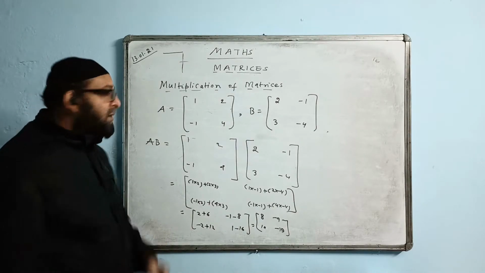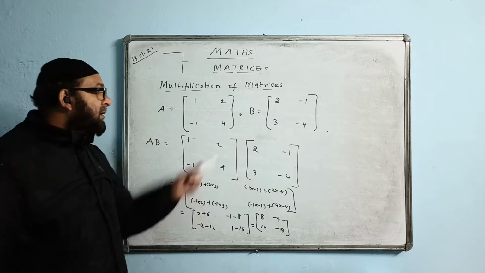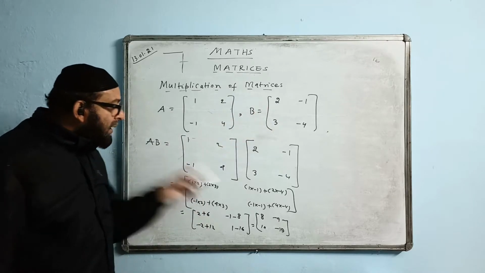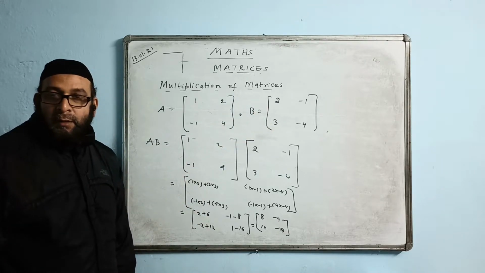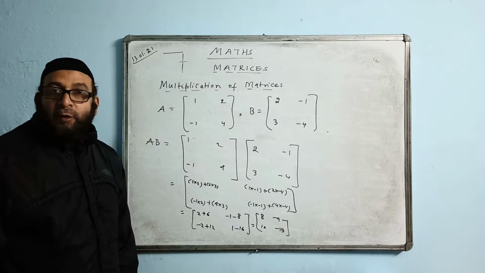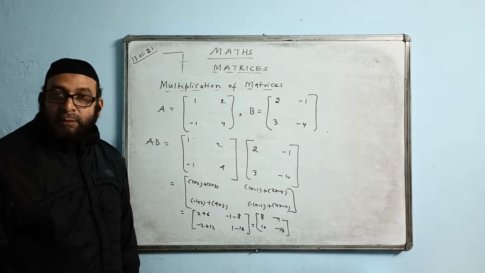If the question asks you to do BA, that means B you will write first and then you write A later on. AB and BA will not be equal. In matrices they are not equal, remember.